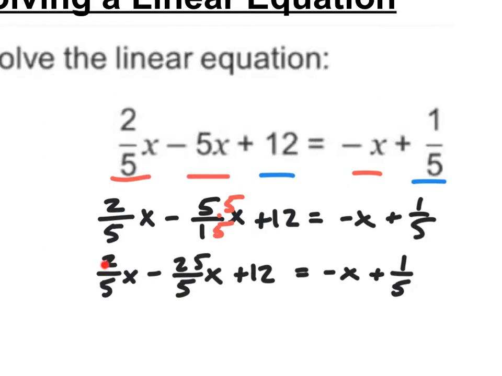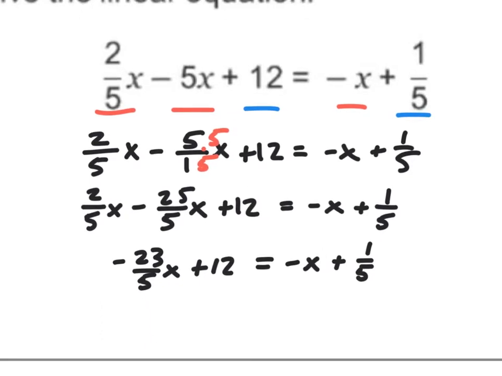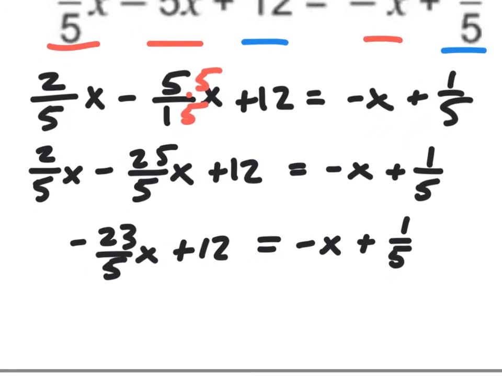So if I take 2 minus 25, this is going to give me negative 23/5 x plus 12 is equal to negative x plus 1/5, okay? Now, it doesn't necessarily matter which side we utilize here. It doesn't really matter where we go from here.